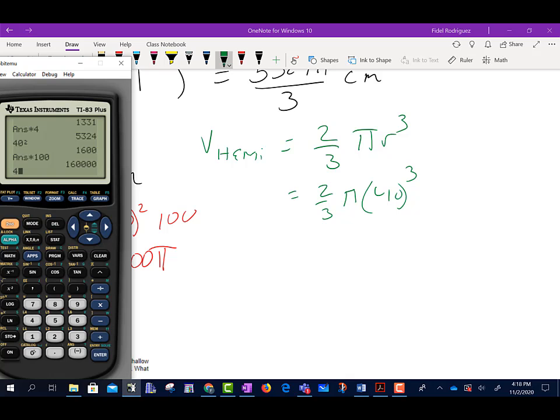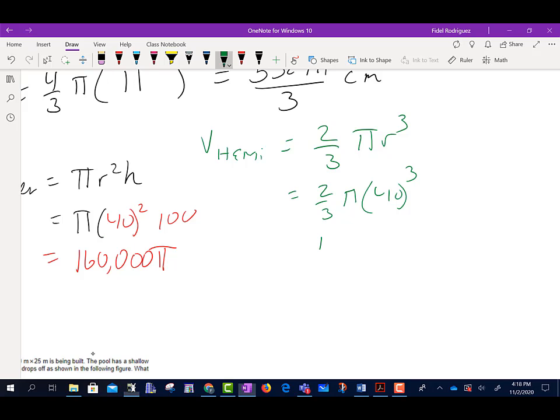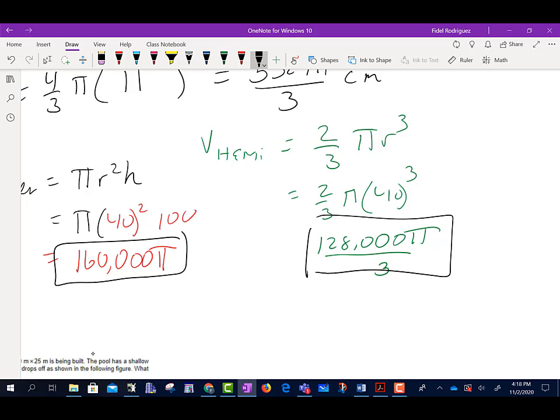So let me take 40 to the third power is 64,000. I got to multiply that number by 2. So I'm coming up with 128,000 pi over 3. Now I'm going to add these two numbers together. I'm going to add this number together and this one. So let's do it like this. 160,000 pi, I'm going to think of this over 1 plus 128,000 pi over 3.